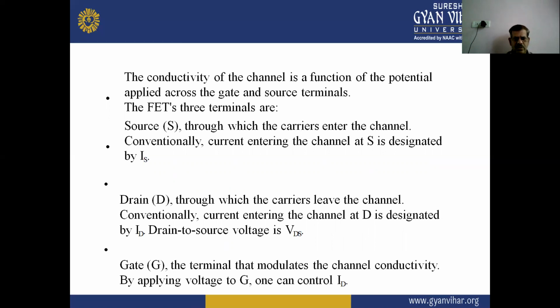Drain is the terminal through which carriers leave the channel. Conventionally, current entering the channel at D is designated by ID, and drain to source voltage is VDS. Source is the terminal through which the carriers enter the channel. Conventionally, current entering the channel at S is designated by IS. And the next terminal is the gate, the terminal that modulates the channel conductivity. By applying voltage to the gate, one can control ID.